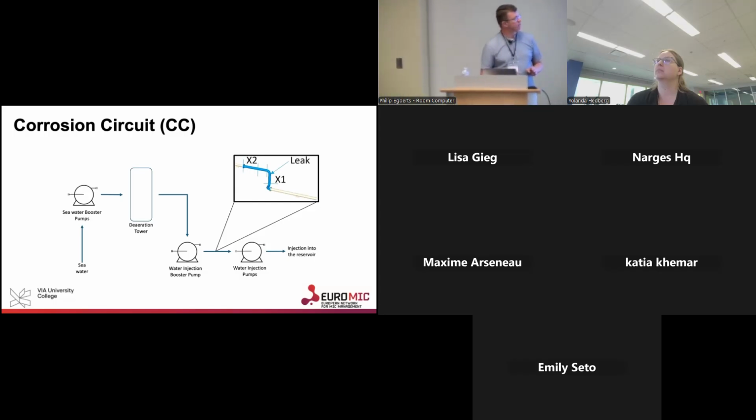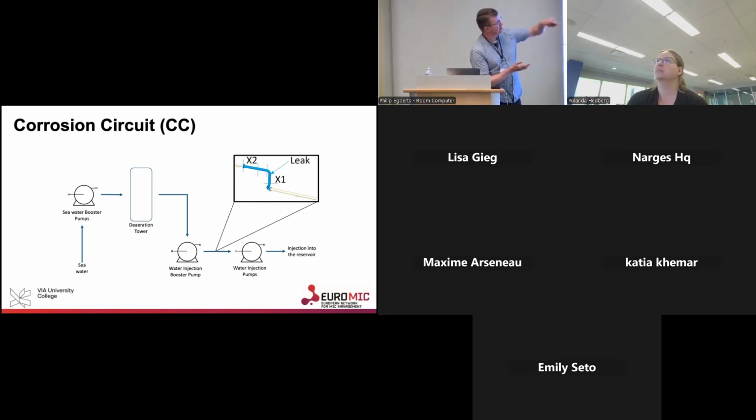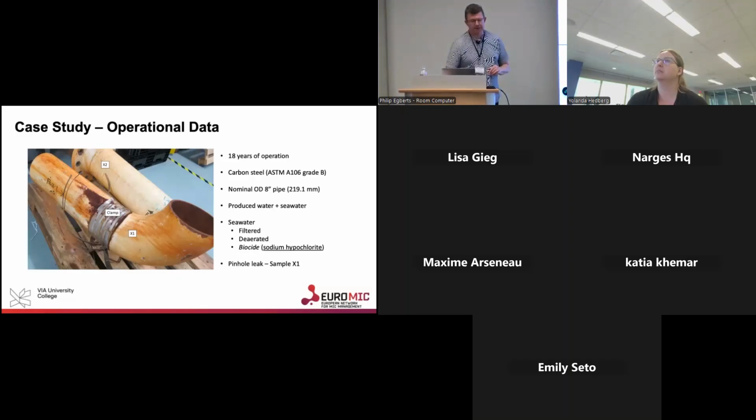So we cut out 2 pieces, X1, and that's where we had the leak just at the bend. And then we cut out X2. That was an area with no leak. So we had a corroded side and a non-corroded side. And that was sent to shore. This was what it looked like.